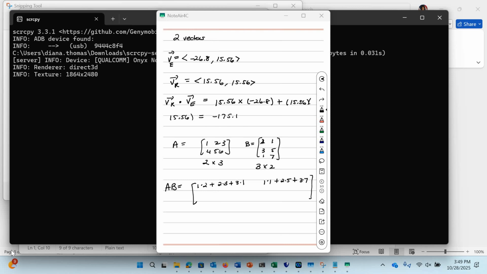Then you go to the second row. I'm done with the first row. Second row is going to be 4, 5, 6 and 2, 3, 1. So it's going to be 4 times 2 plus 5 times 3 plus 6 times 1. And then the second row dot product with the second column is going to be 4 times 1 plus 5 times 5 plus 6 times 7. And if you crank this out as numbers, Brock's going to give me that.